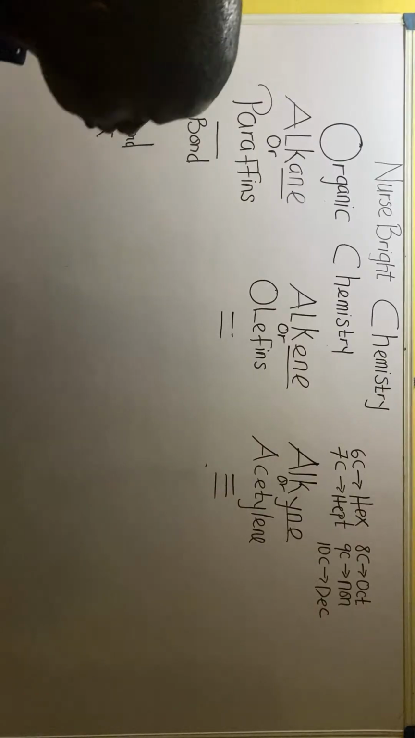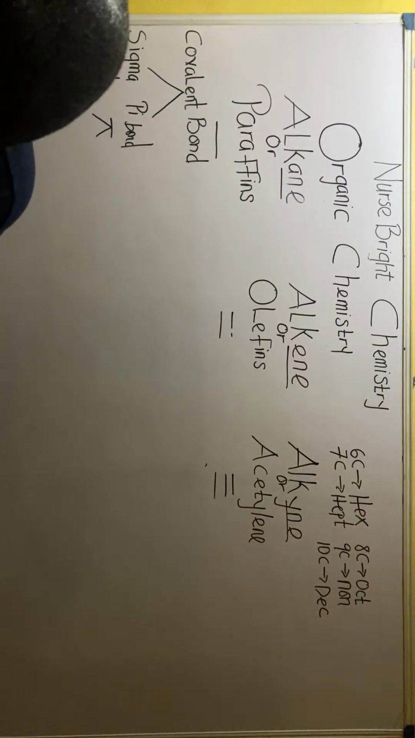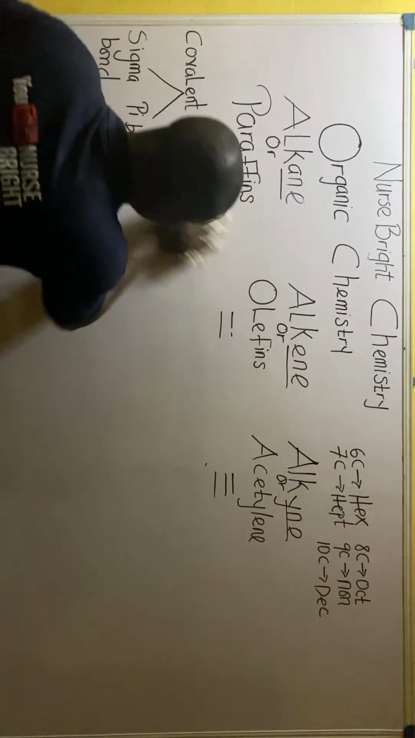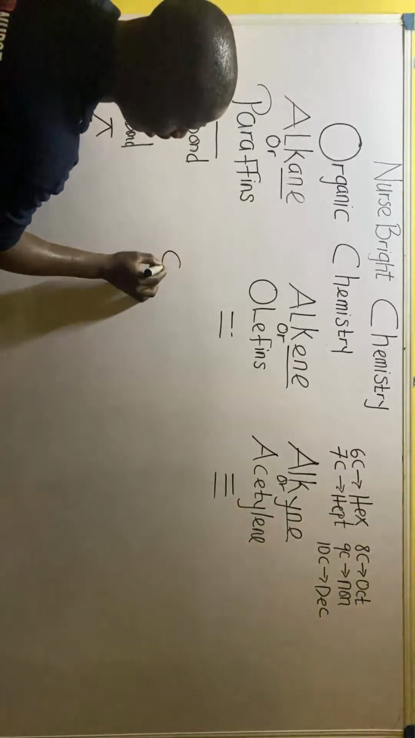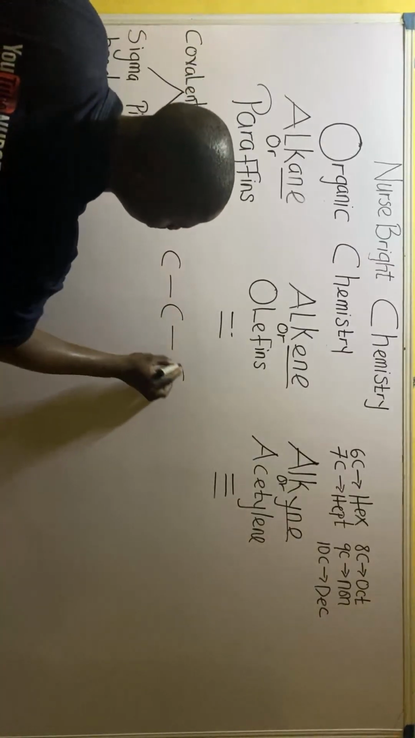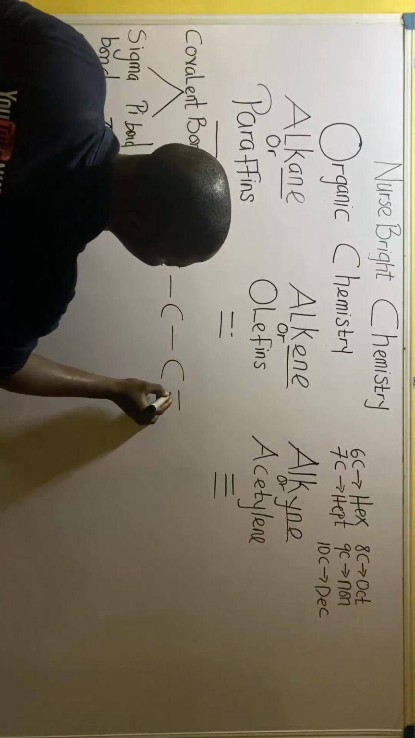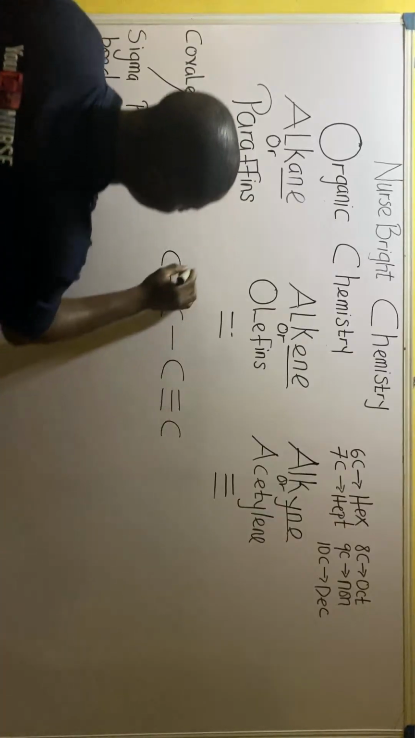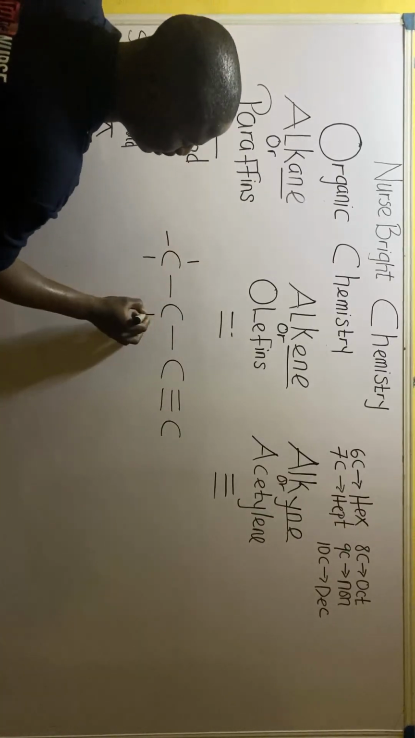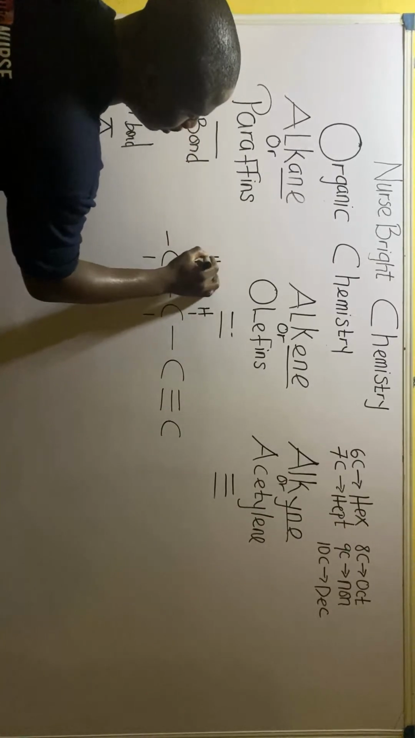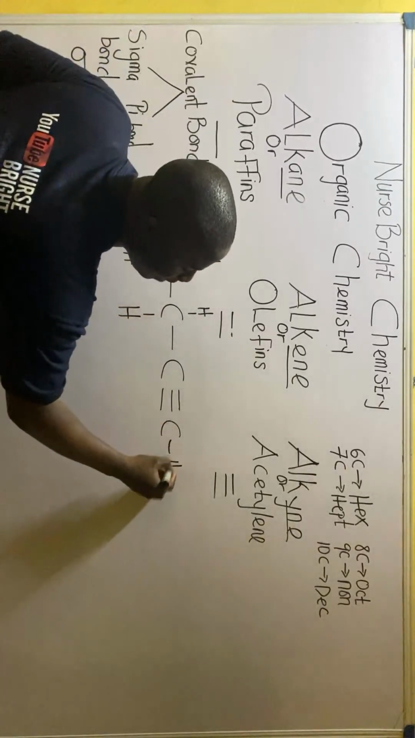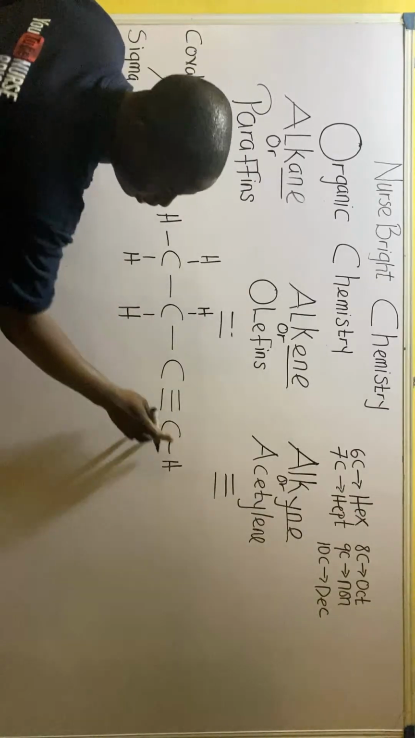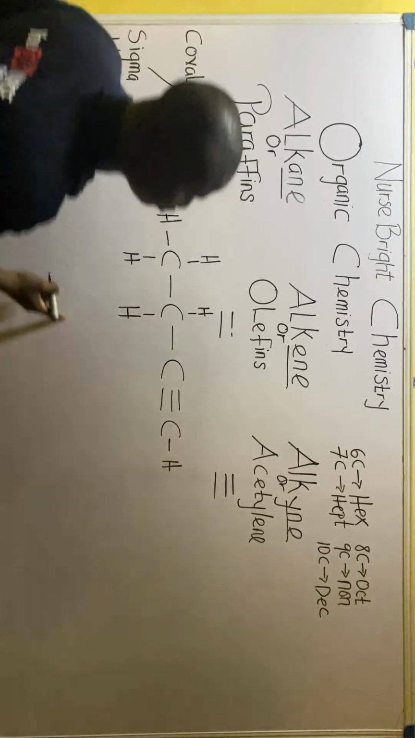I just wiped the board. So guys, listen very well. This is a structure. You don't have to be scared. It has a triple bond, and there are hydrogens around. So your question can come and ask how many pi and sigma bonds are in this structure. They are all simple.